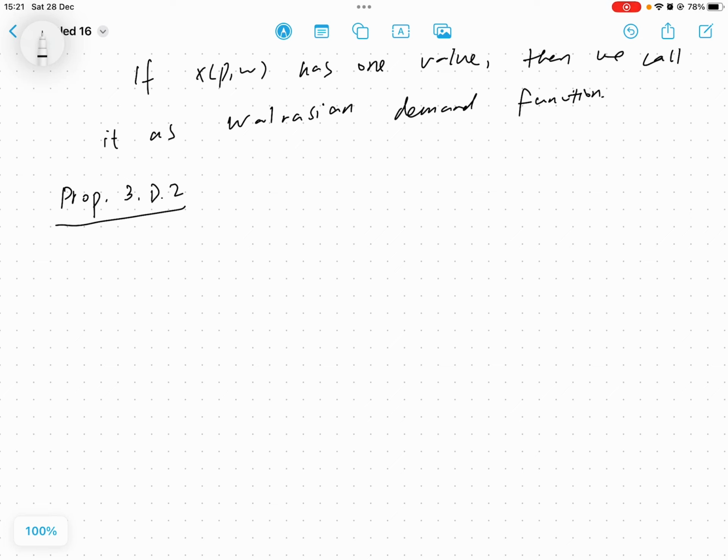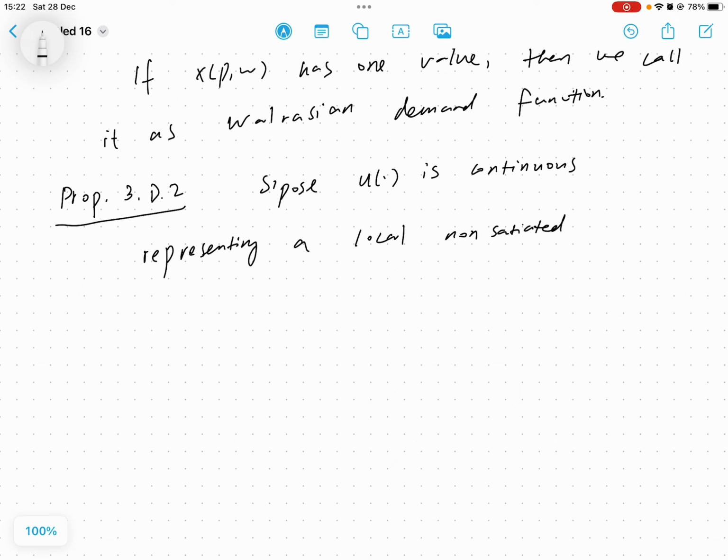So now let's suppose that this utility function is a continuous function, and it satisfies local non-satiation. A locally non-satiated preference relation defined on X, which is R plus L.